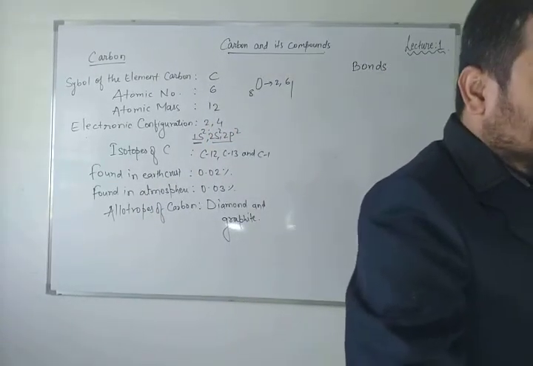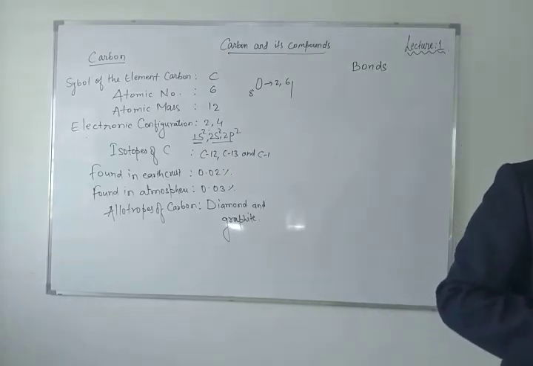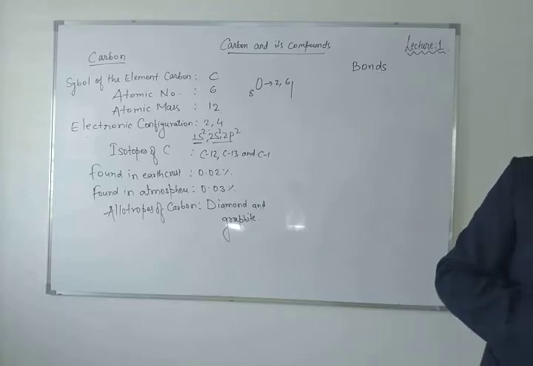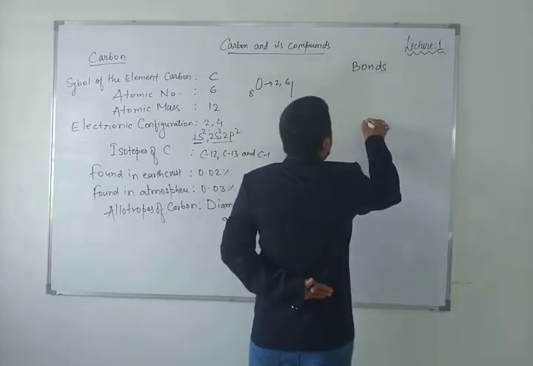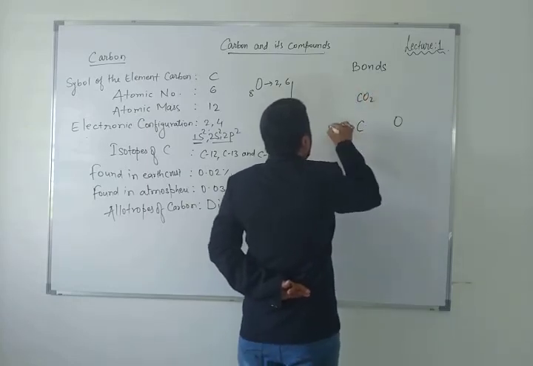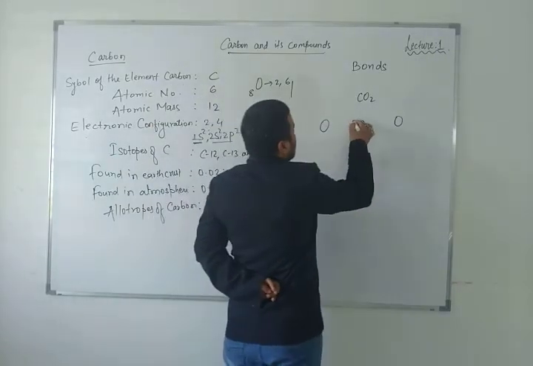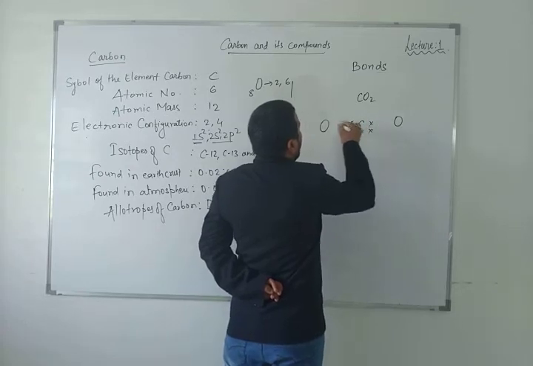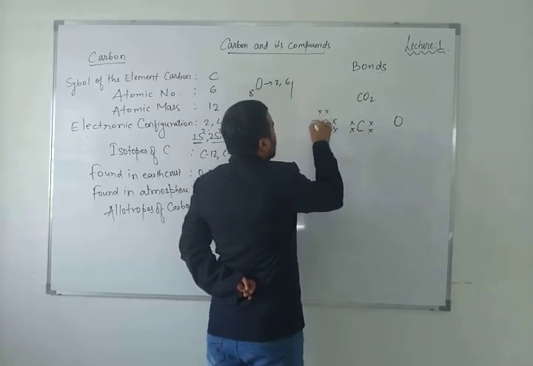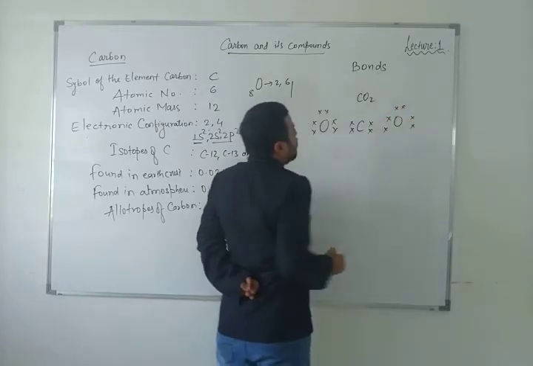The first question of the in-text problems is: what would be the electronic dot structure of carbon dioxide, which has the formula CO2? You have to represent the dot formula. Dot formula means sharing of electrons, covalent. Carbon has a total of 4 valence electrons. Oxygen has a total of 6 valence electrons. How many valence electrons? 6 valence electrons. So what will you see here?